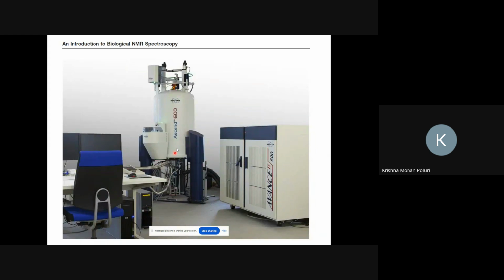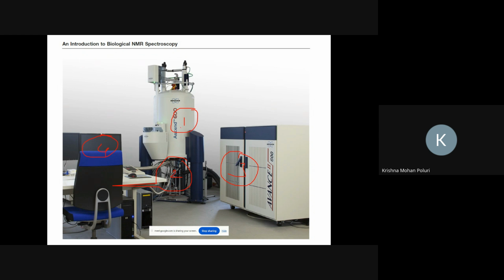So this is essentially how an NMR spectrometer looks like. It has essentially 3 or 4 parts. So this is one, you have 2, and this is 1, 3, and you have a workstation 4. So this is what you call a superconducting magnet.